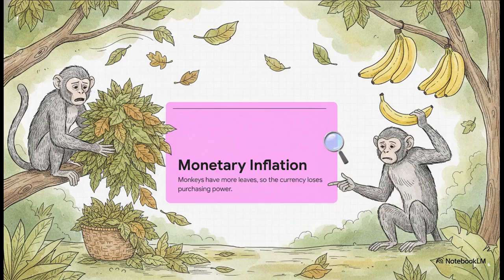But the monkeys suddenly find themselves holding way more leaves than usual. Maybe it was just an incredibly windy autumn, which is the jungle's equivalent of a central bank massively expanding the money supply by printing money. Because there are so many extra leaves circulating in the jungle, the leaves themselves are not worth as much as they were yesterday. The banana hasn't changed its inherent value at all. It's the leaf that has lost its purchasing power, forcing the price up.